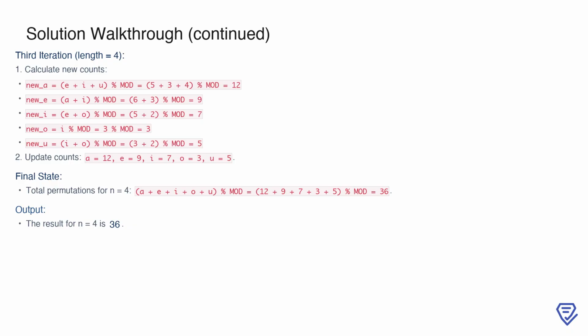With these updated values, a becomes 12, e becomes 9, i becomes 7, o becomes 3, and u becomes 5. Adding these together gives the total permutations for n equals 4: 12 plus 9 plus 7 plus 3 plus 5, resulting in 36. Therefore, the result for n equals 4 is 36.